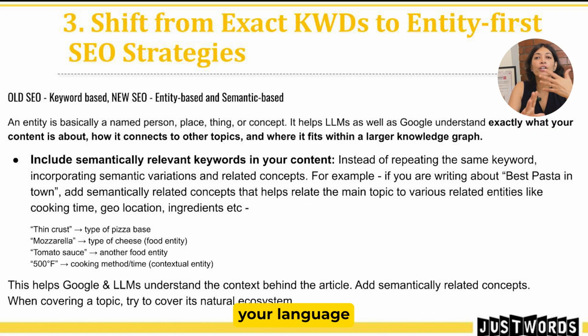So the more your language is related, the more it helps Google understand what your article is about. The more you're giving it indications, or dropping hints that this is what I'm talking about, the better it understands your article. So it helps Google and the LLMs understand the context behind an article, and the more you add semantically related concepts, the more you're covering an article and a topic better. If I have to explain this very simply, try to use related concepts in whatever you're writing about.